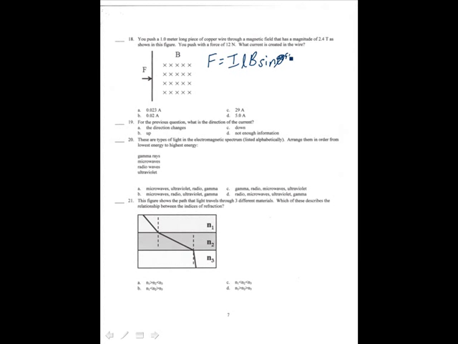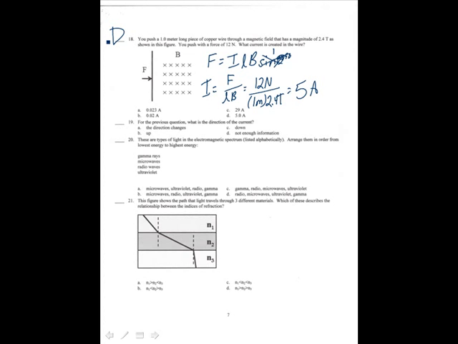The angle theta is 90 degrees, so this just goes to 1. I can just leave that off. I'm just going to solve this for I. It's F over LB. That's 12 newtons over L, which is 1 meter, and the magnetic field is 2.4 Tesla. 12 over 2.4 is 5 amps. So number 18 is D.